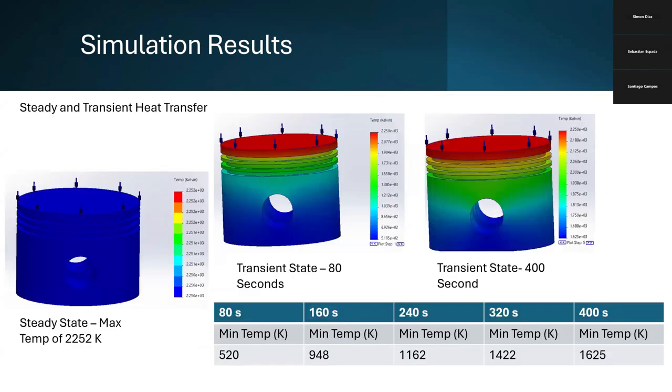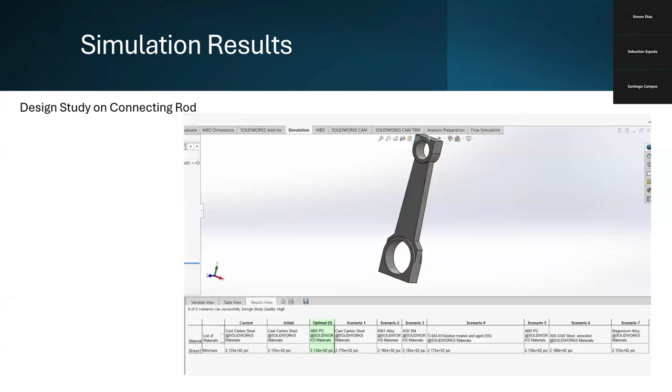Then for our thermal studies, our steady state had a max temperature of 2,252 Kelvin. And then for our transient state, with every increment increasing by 80 seconds from least to greatest, we had 520 Kelvin, 948 Kelvin, 1,162 Kelvin, 1,422 Kelvin, and then 1,625 Kelvin. For the design study on the connecting rod, our optimal material was the ABS plastic with a stress of 2.136 e to the second power.